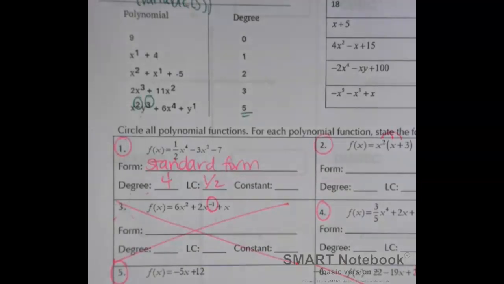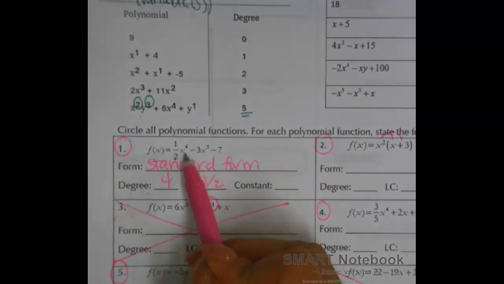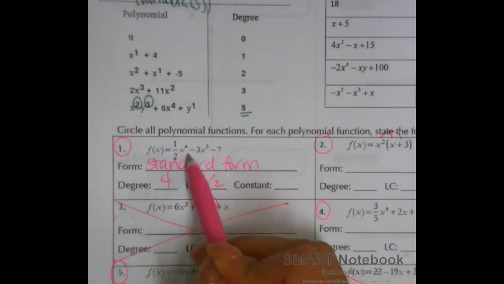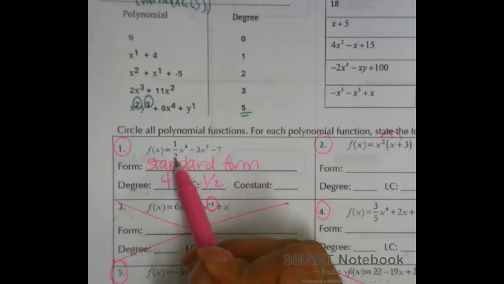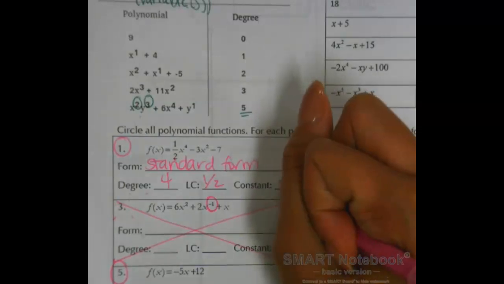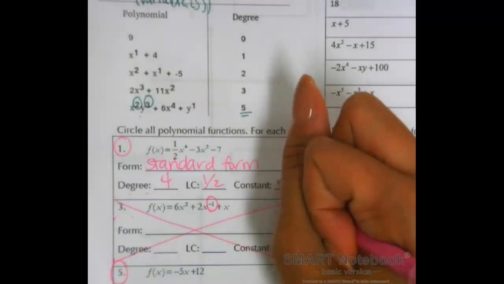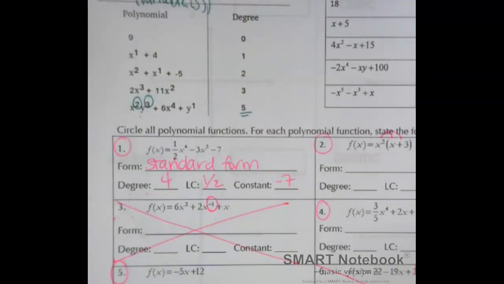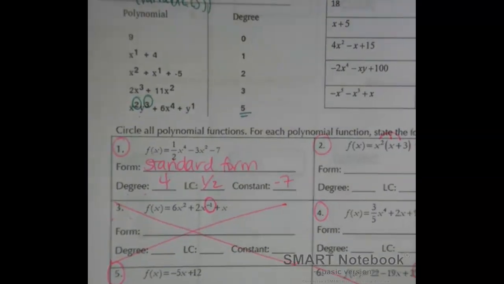If I rearrange everything, your leading coefficient always has to be in front of the variable with the highest exponent. So even if I rearrange it, this 1/2 would still be your leading coefficient because it's next to your highest exponent. And then last question, Elizabeth, what's your constant here? What's the number without a variable? -7. So we're just going to put that as our constant.